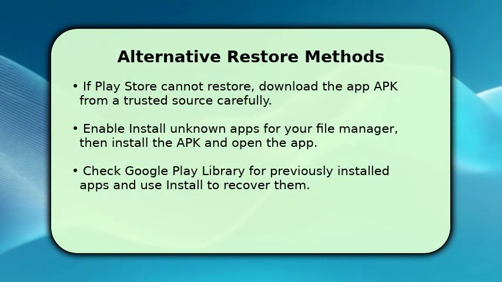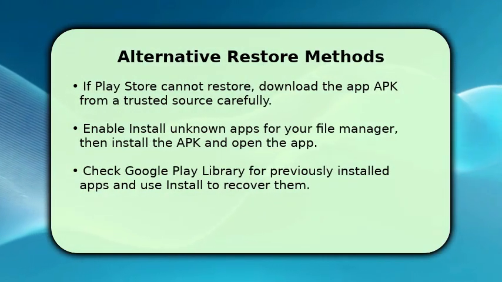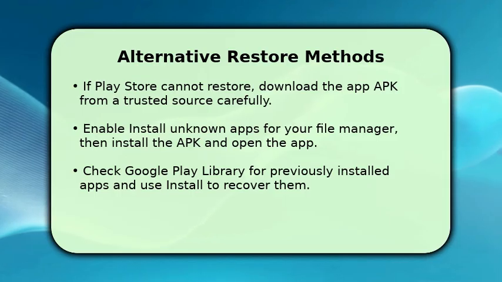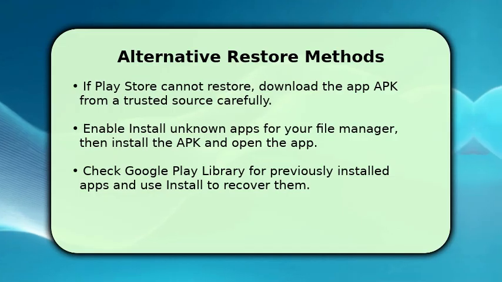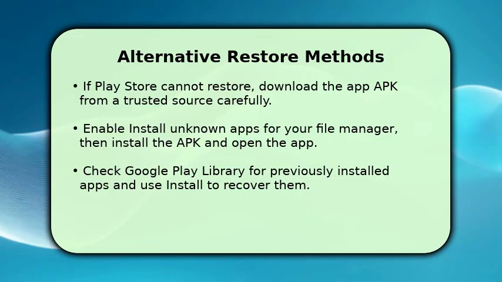If Play Store cannot restore, download the app APK from a trusted source carefully. Enable Install Unknown Apps for your file manager, then install the APK and open the app. Check Google Play Library for previously installed apps and use Install to recover them.